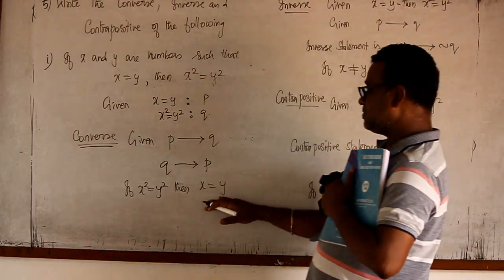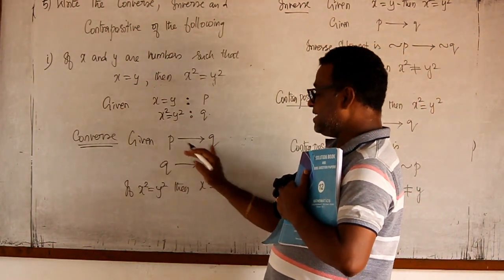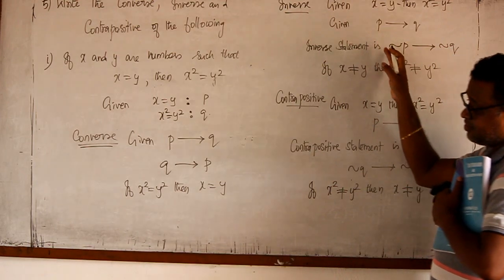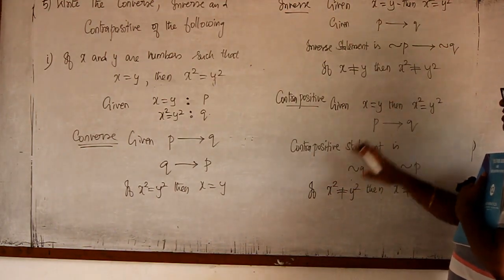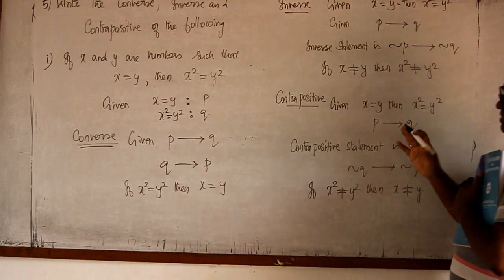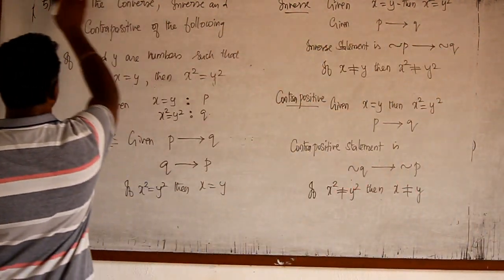So converse means I just change the order. Inverse means convert into negative statements. Contrapositive means convert into negative and also change the order. That's all. Now we shall go for the second question.